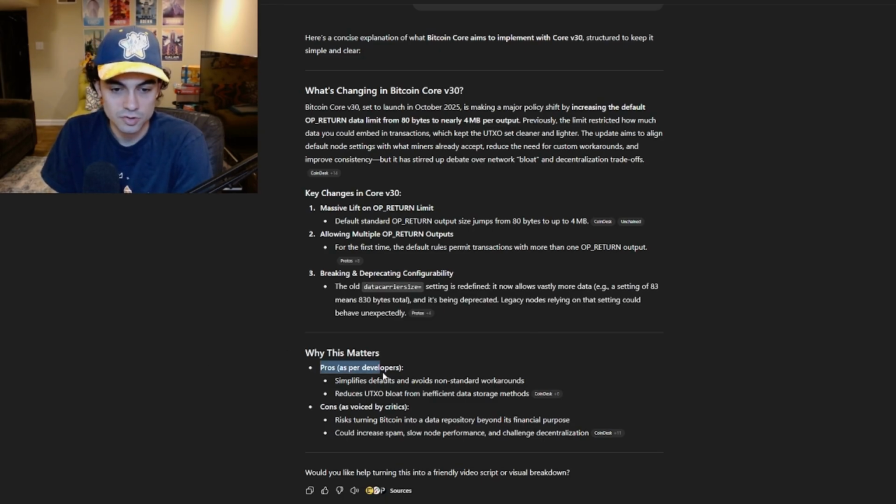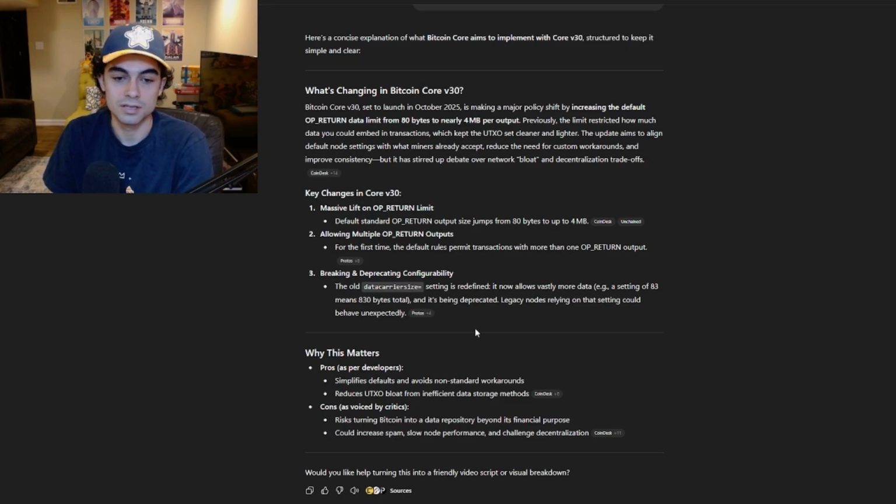So why this matters. Pros: simplifies defaults and avoids non-standard workarounds, and reduces UTXO bloat from inefficient data storage methods. Cons: risks turning Bitcoin into a data repository beyond its financial purpose, could increase spam, slow node performance, and change decentralization. So people are arguing that this change to Bitcoin Core will allow much more non-financial data and spam to be included on the blockchain.